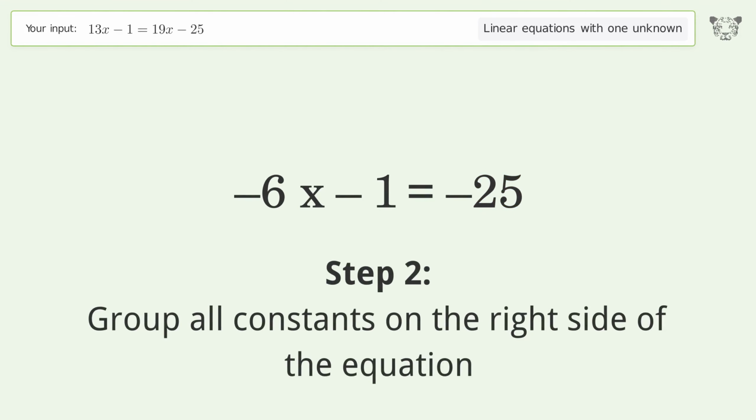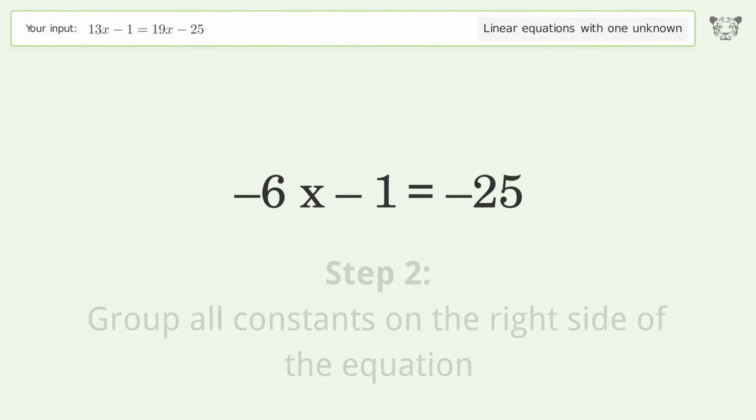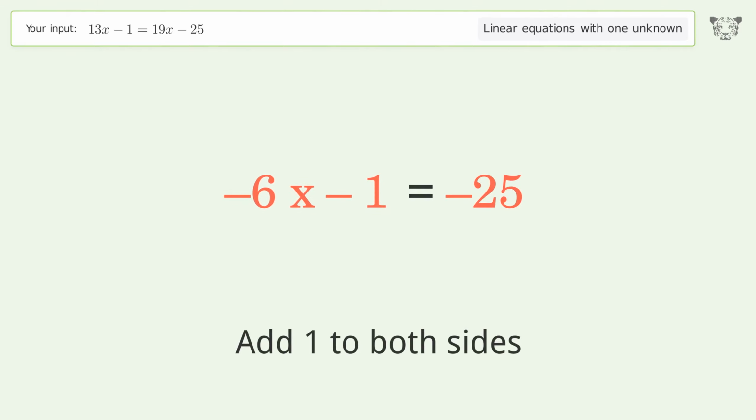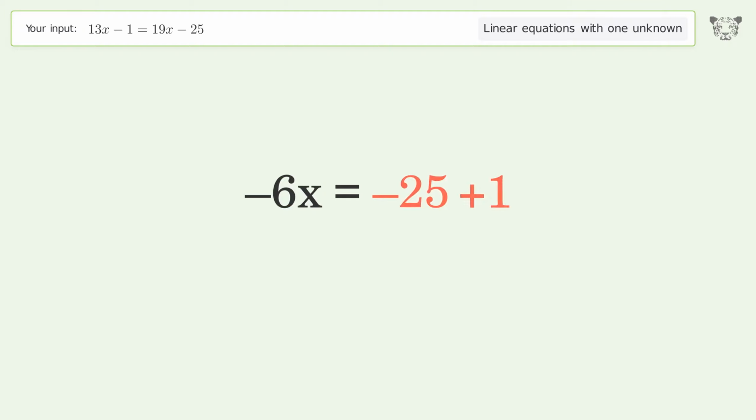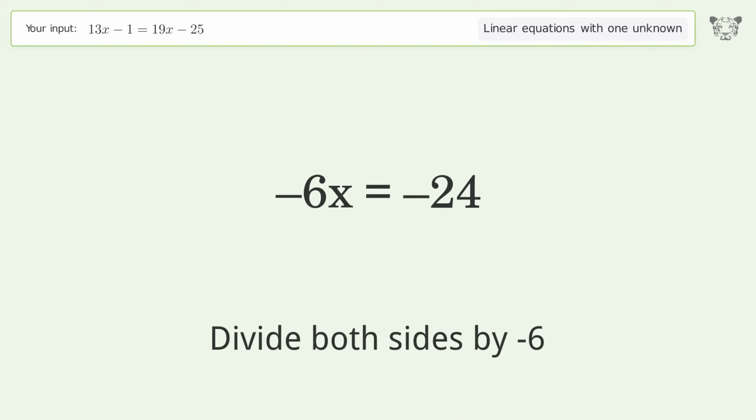Group all constants on the right side of the equation. Add 1 to both sides. Simplify the arithmetic. Isolate the x. Divide both sides by -6.